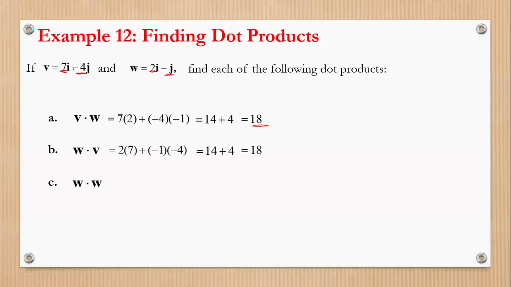And to find w times w, the dot product of vector w by w, I just need to multiply w by itself. And the vector w is 2i minus j. So if I multiply 2i minus j by 2i minus j, I get 2 times 2, which is 4. Negative 1 times negative 1, which is 1. And 4 plus 1 is 5.